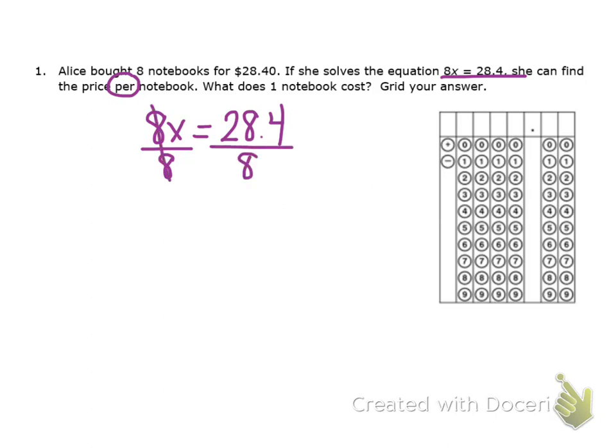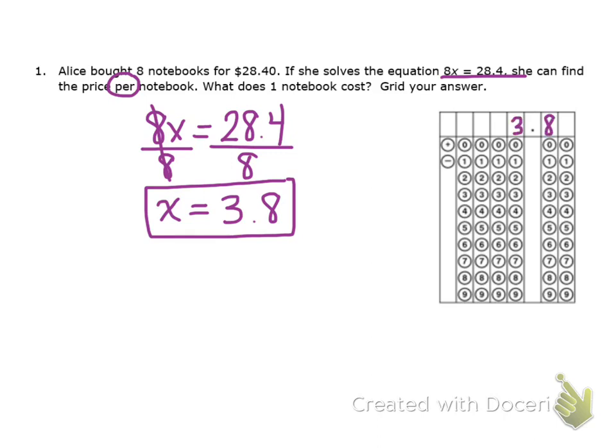Remember, with an equation, whatever you do to one side, you have to do to the other. 8 over 8 is just 1. So I'm left with 1x equals 28.4 divided by 8, which is 3.8. So this means that one notebook costs $3.80. So I'm going to go over to my griddable. It's very important that you make sure that you put your numbers in the correct spot and you shade in the correct bubble.